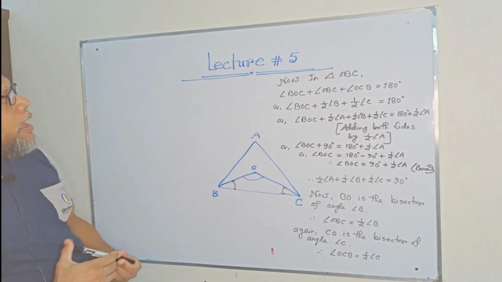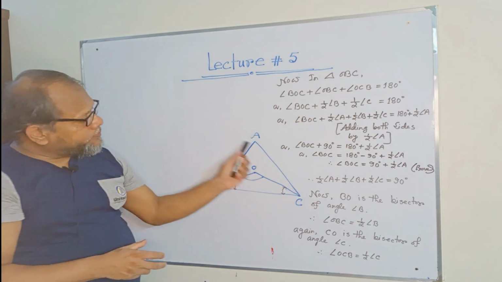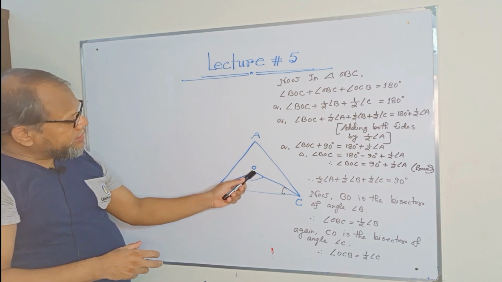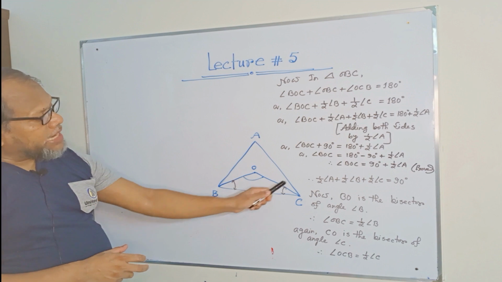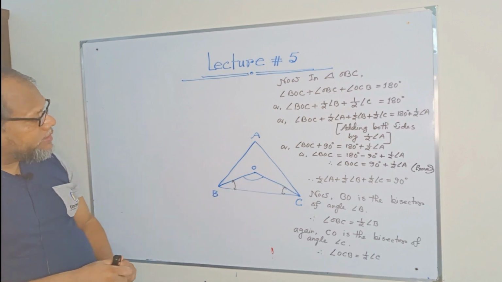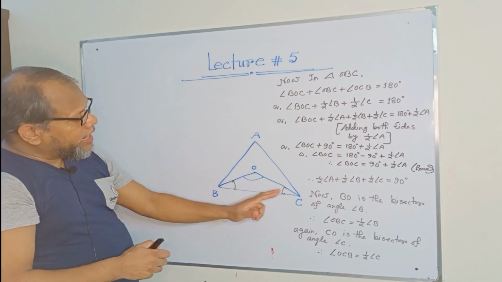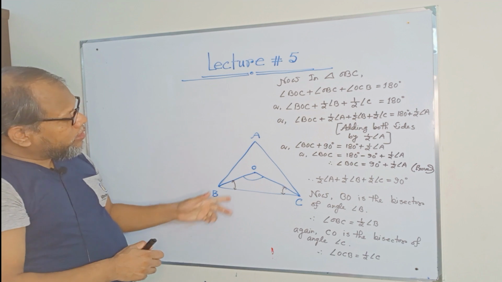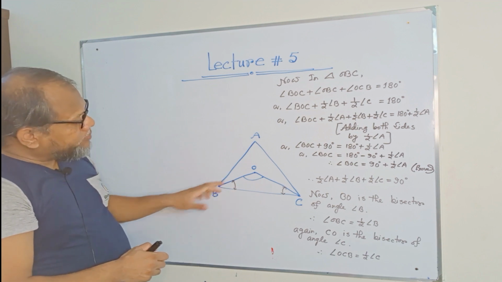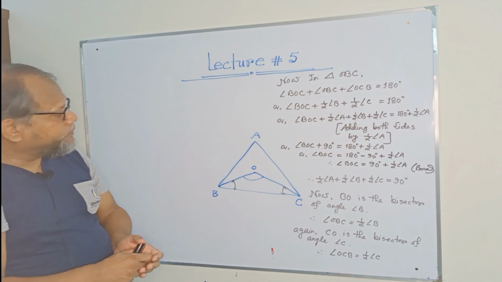Okay, I can review. In triangle ABC, BO is the bisector of angle B and CO is the bisector of angle C. Both the bisectors, that means BO and CO, intersect at point O. It is required to prove that angle BOC is equal to 90 degree plus half of A.